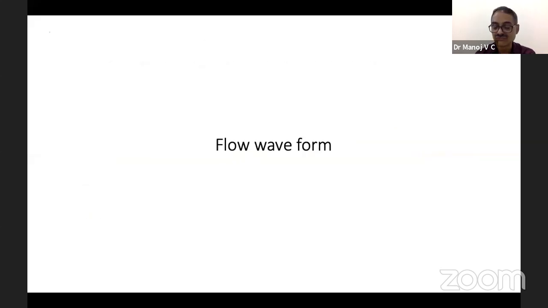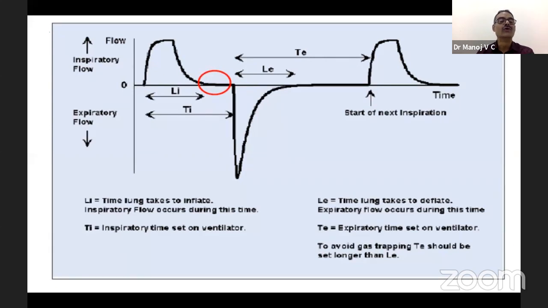Okay, now let's talk about the flow waveform. We all know when the piston valve closes, the flow starts building up, and then once the peak inspiratory pressure is reached, the flow stops at that point. But the piston valve is not open, so flow will remain at that, and flow will start falling also, but it will never fall below 0 until the piston valve opens. So this is your inspiratory time.